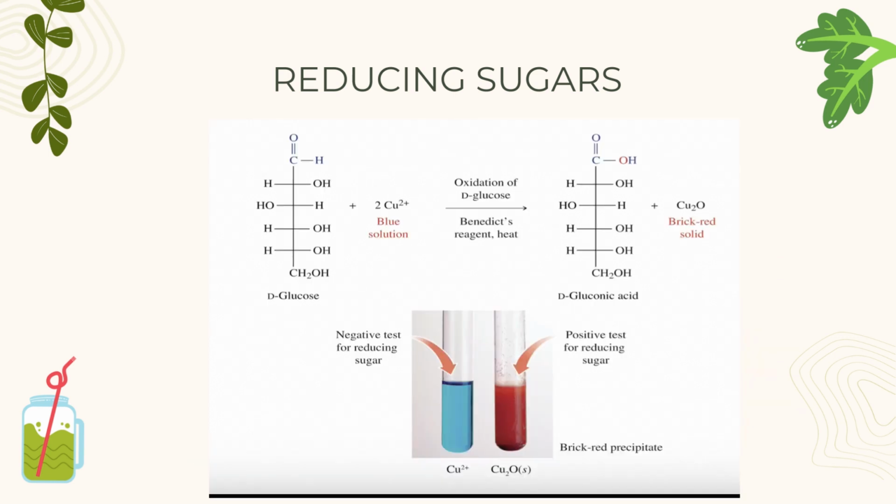This is an example of a reducing sugar test, namely the Benedict test. The monosaccharide reacts with copper, which is a blue solution, and then the oxidation of the glucose will form gluconic acid and a brick red solid. The copper is being reduced by the aldehyde in the glucose, so if it is positive, it will become a red solution. But if it is negative, then it maintains its blue color.